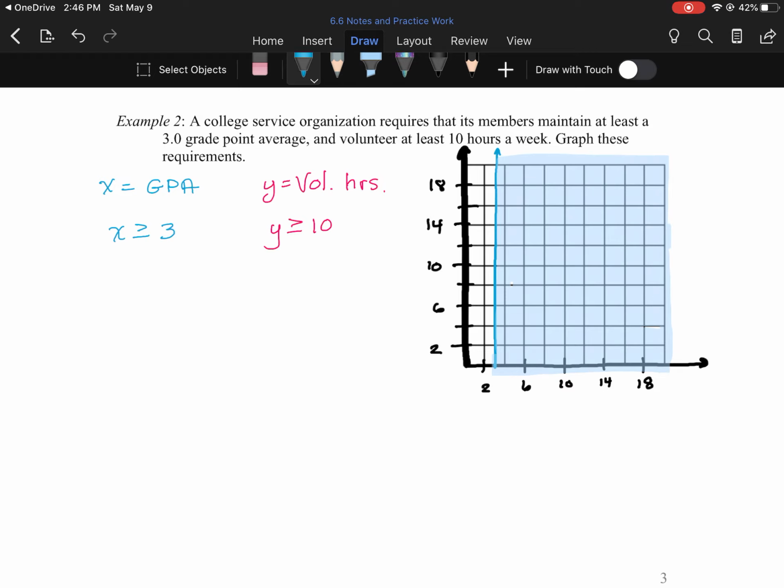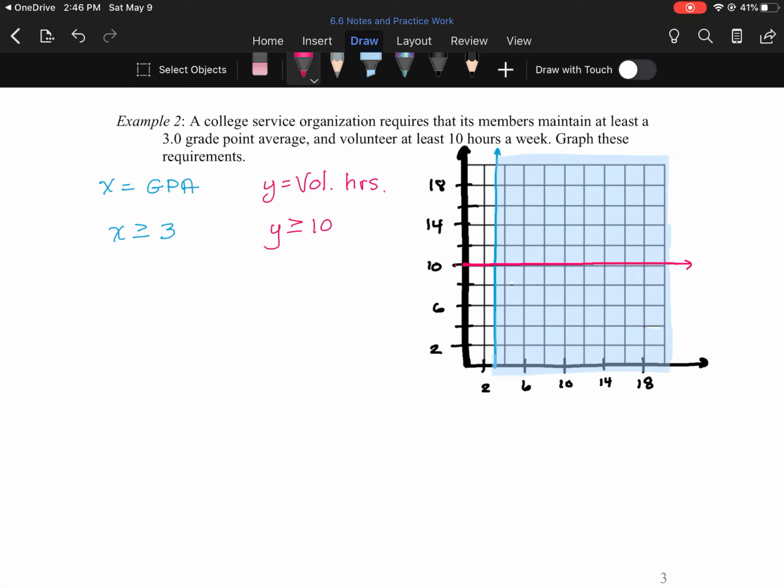Okay, so now let's take a look at our community service hours. Well, that says Y is greater than or equal to 10. So on that vertical axis right there is where Y is 10. And that means all of my Y values are going to be 10. So no matter where I go on my X axis, I'm always going to be going up 10. So again, that's a solid line.